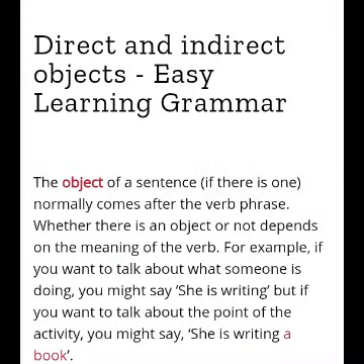What is an object? The object of a sentence, if there is one, normally comes after the verb phrase. Whether there is an object or not depends on the meaning of the verb. For example, if you want to talk about what someone is doing, you might say she is writing, but if you want to talk about the point of the activity, you might say she is writing a book.